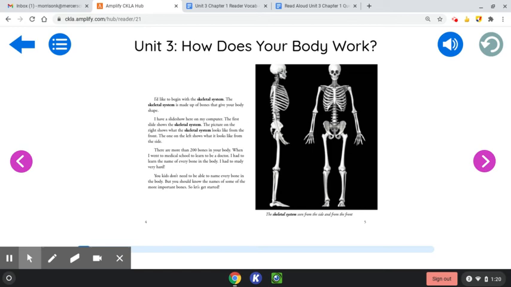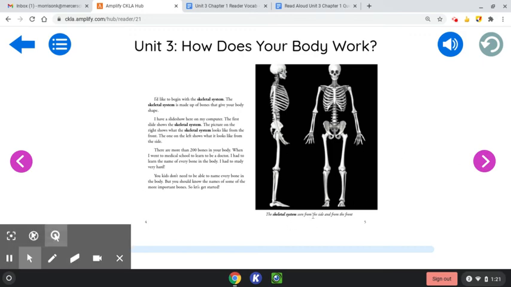There are more than 200 bones in your body. When I went to medical school to learn to be a doctor, I had to learn the name of every bone in the body. I had to study very hard. You kids don't need to be able to name every bone in the body, but you should know the names of some of the more important bones. So let's get started.